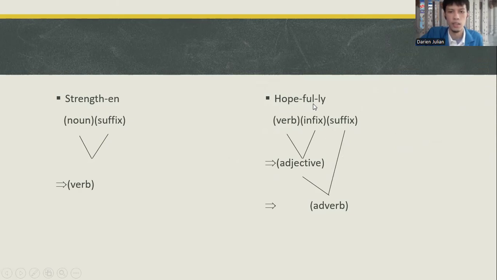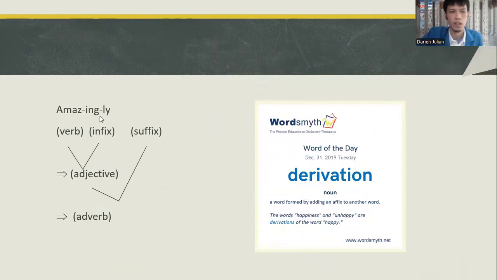Next is hopefully. Hope, which is a verb, ful, which is a suffix. So when hopeful is combined, it forms an adjective. But when combined with ly, which is a suffix, it forms another word, which is an adverb. Last is amazingly. Amaze, which is a verb, ing, which is a suffix, when combined forms an adjective, but when combined with ly, which is a suffix, it forms an adverb.